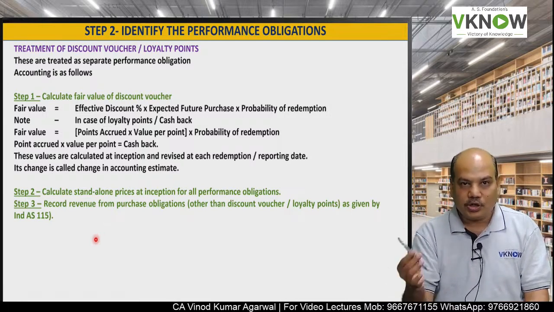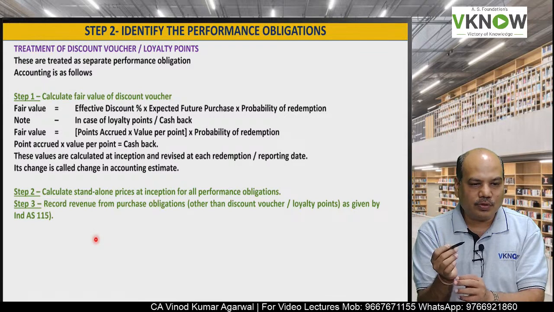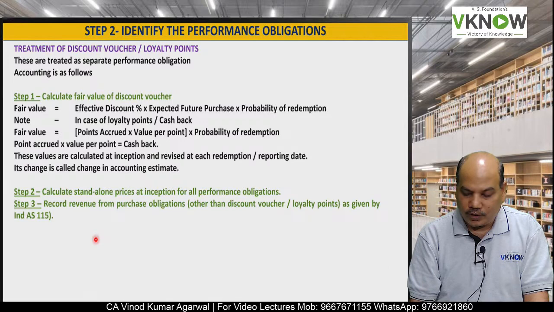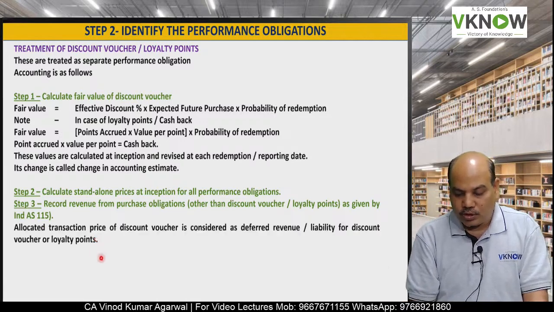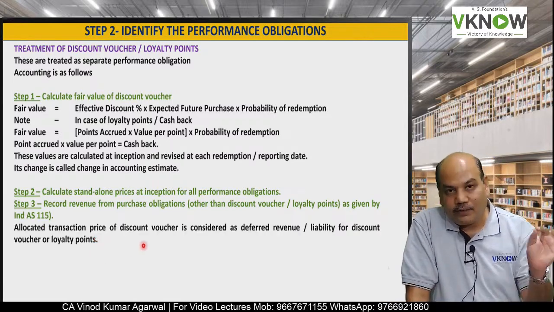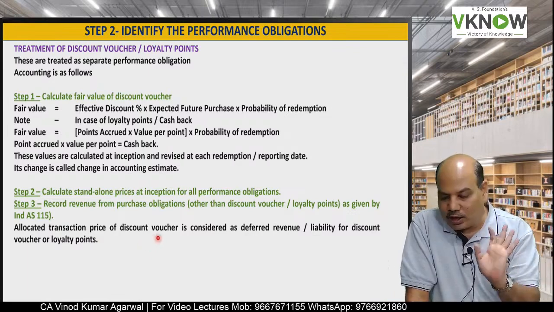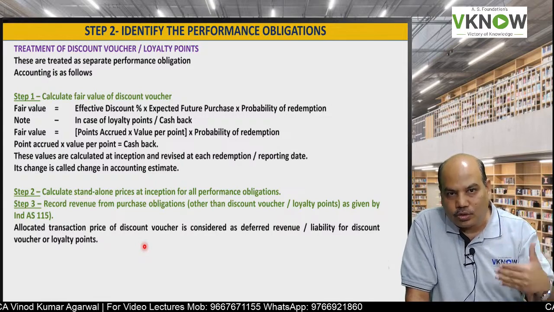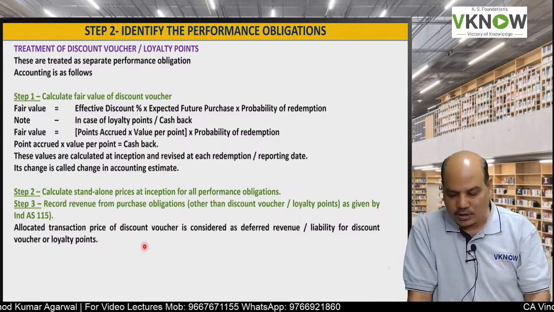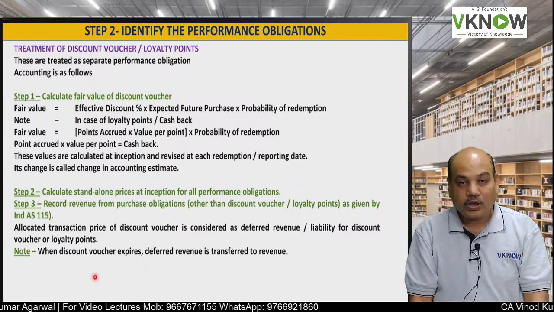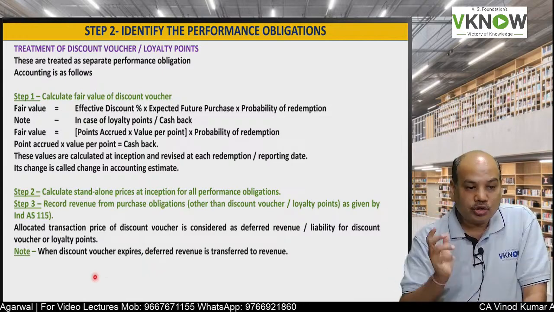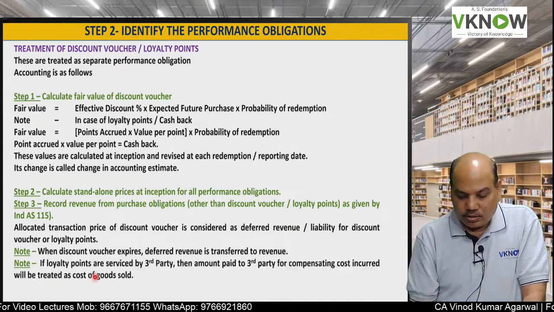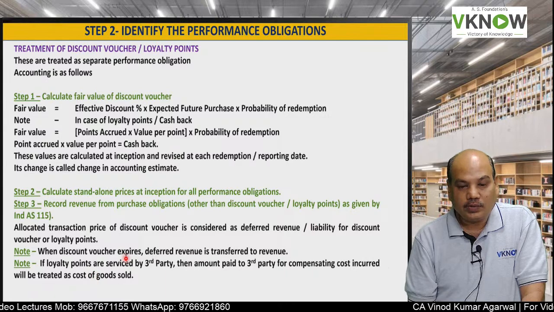So if I am selling this good plus the discount voucher, the sale of goods will be accounted as per Ind AS 115 and discount voucher will be treated as deferred revenue and will create a liability in the books, because we have an obligation to deliver goods or service at a discounted price at a future date. Suppose the customer does not apply for discount voucher, then we will transfer it to revenue when the voucher expires.